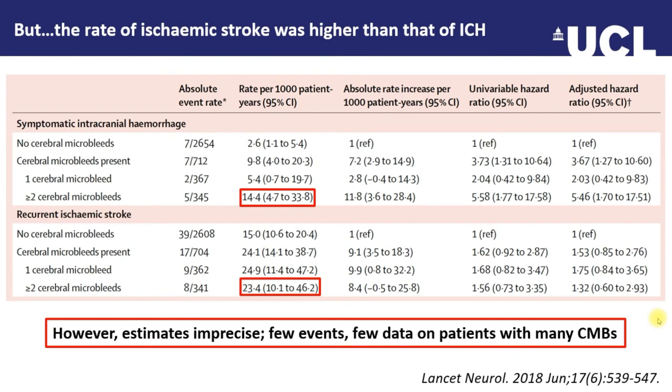But of course, the most important thing is the absolute event rates, and we can see that even in those with more than 2 microbleeds, in other words, multiple microbleeds, the rate of recurrent ischemic stroke was substantially higher, 23.4 per 1,000 patient years, than was the risk of symptomatic intracranial hemorrhage, which was 14.4 per 1,000 patient years. But you can see, because of the limited number of events, these estimates were somewhat imprecise, and we had very few data on patients with many microbleeds, which in clinical practice caused the most concern.